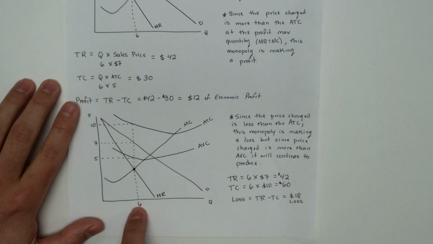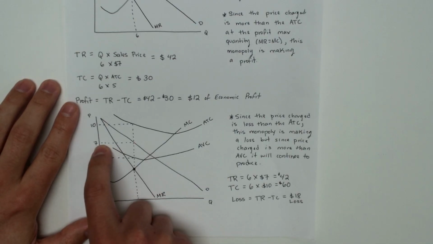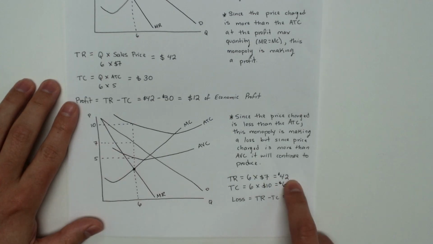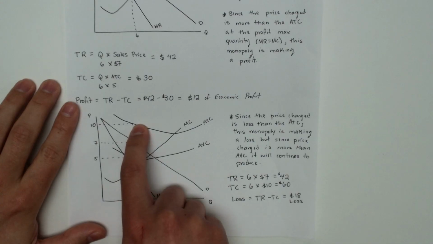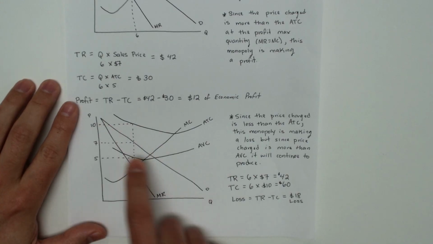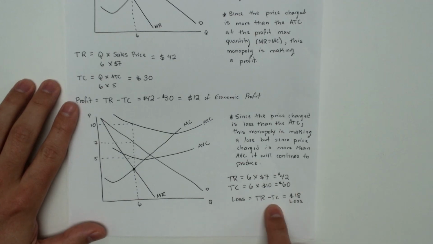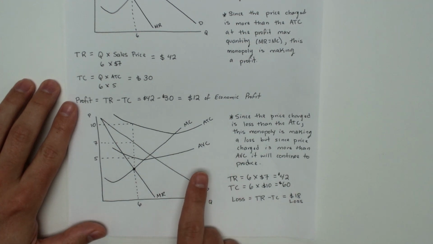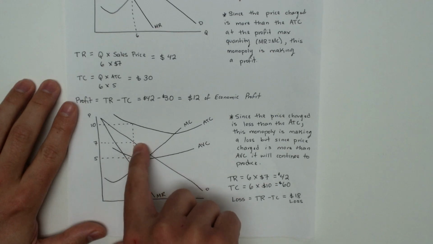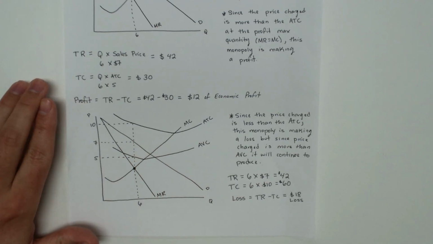The total revenue is the number of items produced times the price per item. Remember, up to the demand curve for the price per item. That gives us $42. The total cost is the quantity produced up to the average total cost per item, which is 10. That gives us a total cost of $60. So the total revenue minus total cost gives us an $18 loss. But remember, this monopoly is still going to continue to produce because the selling price of the item is above the average variable cost curve for that item.